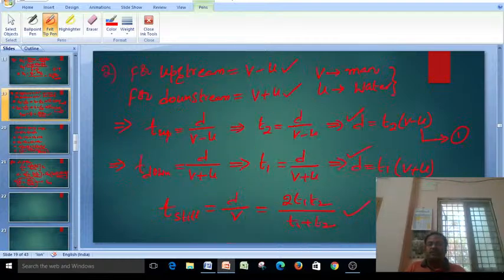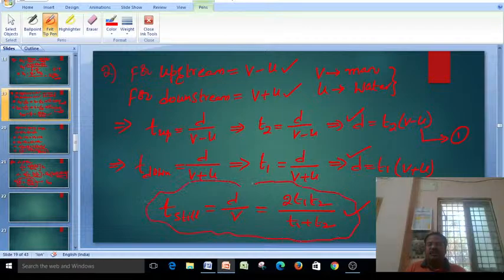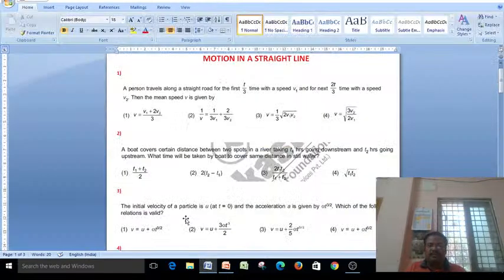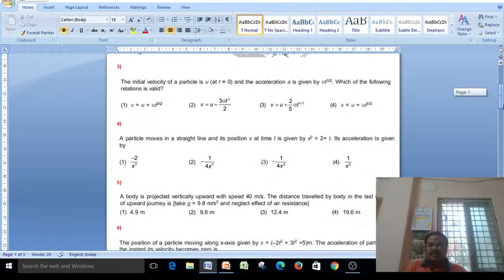So directly we wrote here, T is nothing but D divided by V. Directly you have to remember this one, 2 T1 T2 divided by T1 plus T2. How we got this one? By using the upstream and downstream timings. So based on that we got this equation. This is the formula, so let us try to remember this one. So option 3 is the correct answer in this case.